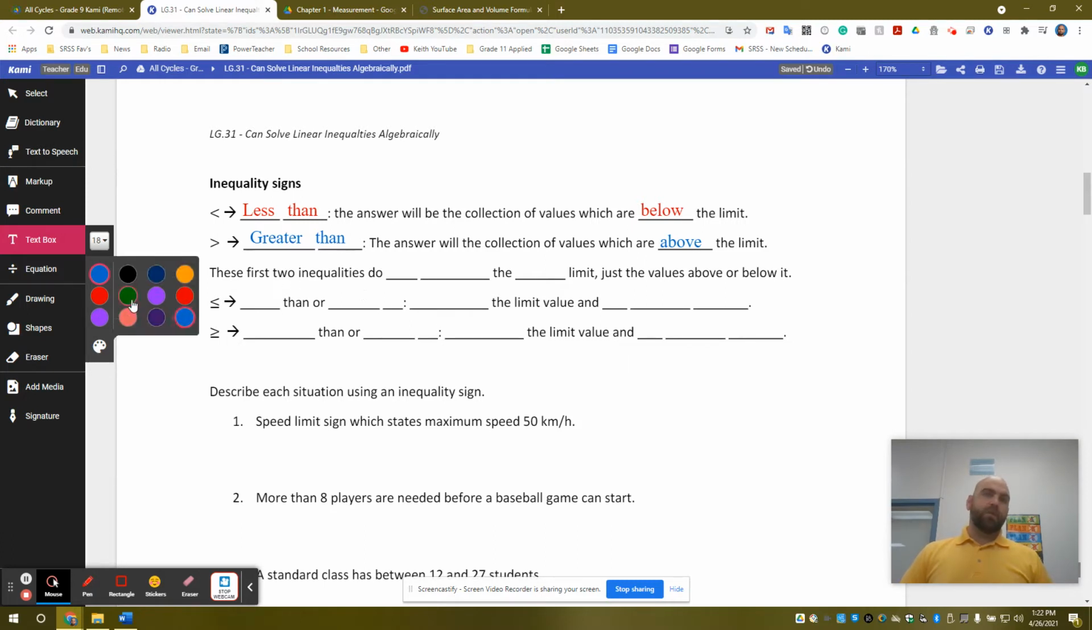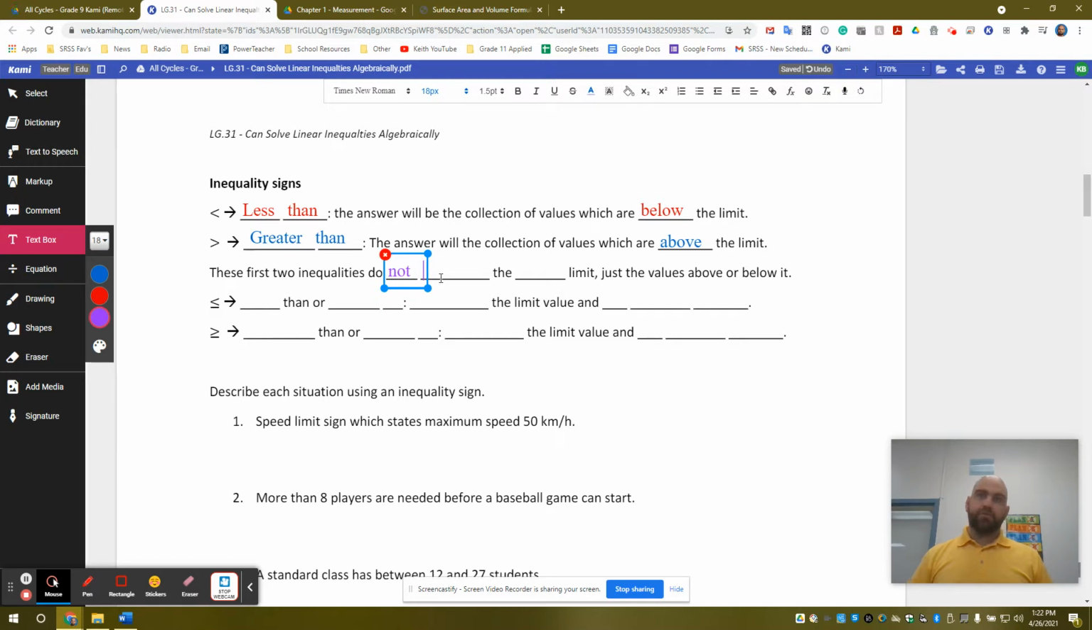These first two inequalities do not include the given unit. They only include everything either above or below. So in essence, what we'd say is if the speed has to be less than 100, 100 doesn't actually work, but as long as we're below, we're okay. That's not really the case because you could still go 100 kilometers an hour and be okay. Just like with the height, you can be that exact height and still be okay, as long as you are at that point. So that's where we come in with these other ones.